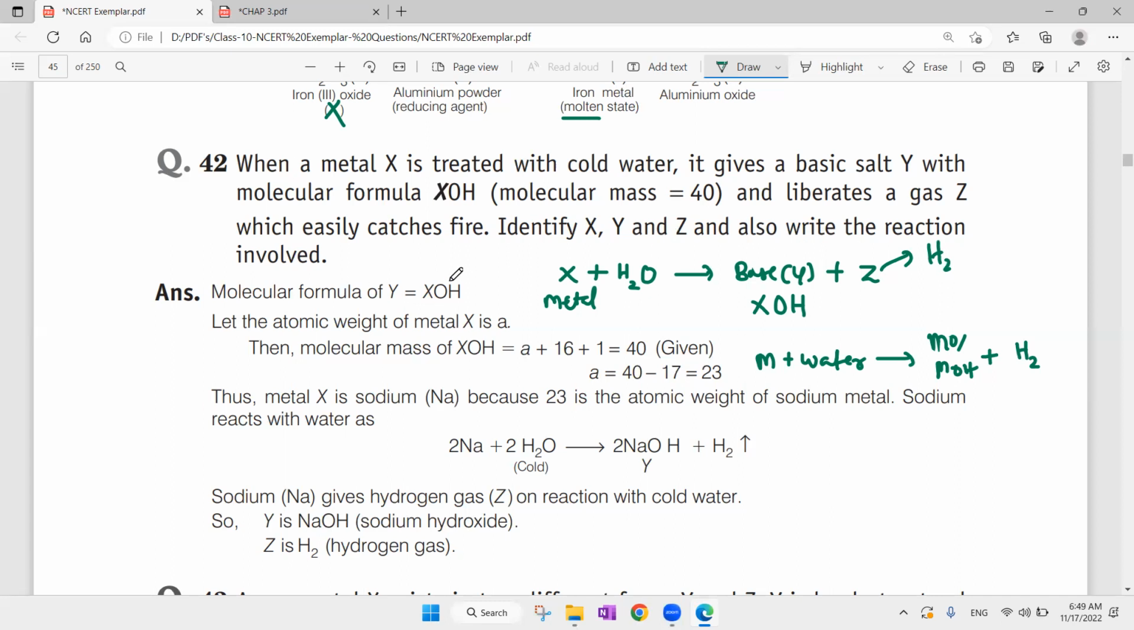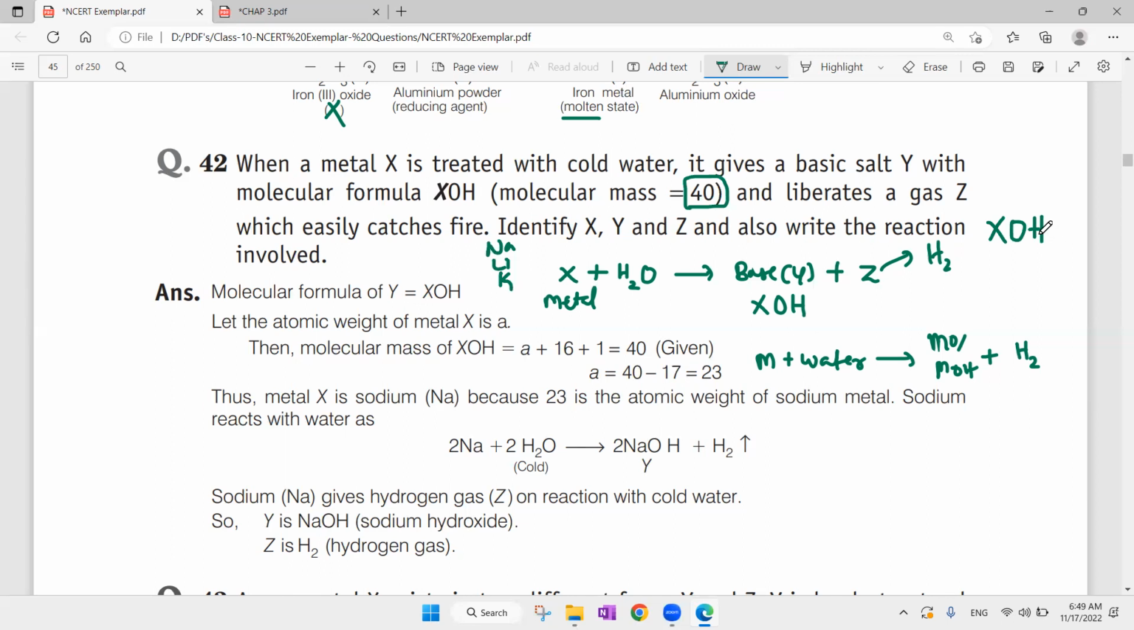Some metal they are asking, and water. We know a highly reactive metal produces metal hydroxide. If I take sodium, it produces metal hydroxide. If I take lithium, it produces lithium hydroxide. If I take potassium, also potassium hydroxide. We cannot tell which one is that, but only one logic is there. Molecular mass is 40.